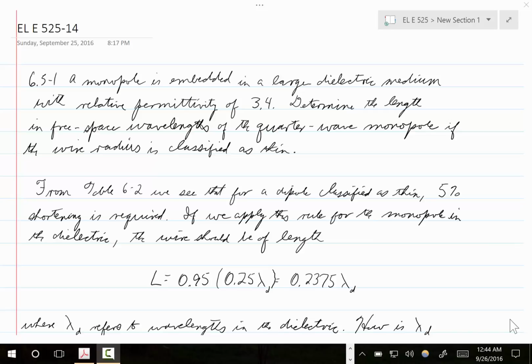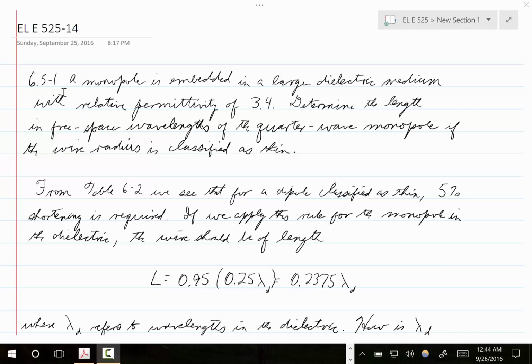In this lecture, we'll look at three problems. The first one will be from section 6.5, which is on loaded wire antennas, and the last two will be from section 6.6, which is ground plane backed wire antennas. And this should be a relatively quick lecture, I believe, because all of these problems are relatively straightforward. So let's jump right in.